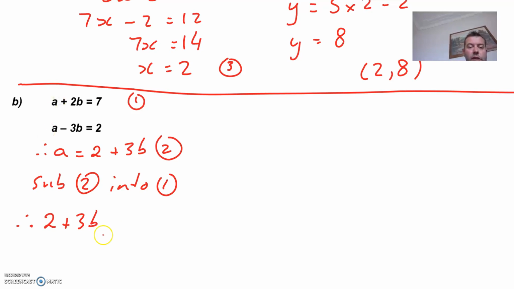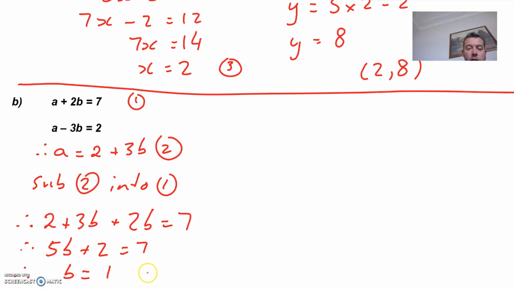So instead of A, I say 2 plus 3B, and I've got my plus 2B equals 7. Everything else remains the same. Instead of saying A, I'm taking the other side of that equation. This is pretty solvable as well. I get 5B plus 2 equals 7, therefore 5B equals 5, B equals 1.